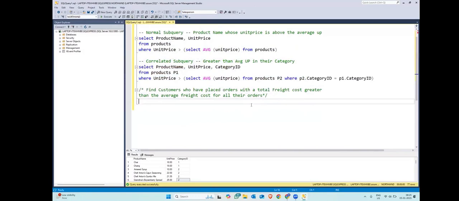Here you will have to join the orders table and the customer table, and then freight cost should be greater than the average freight cost. ठीक है, so you have to find customers who have placed orders with a total freight cost greater than the average freight cost of all their orders.